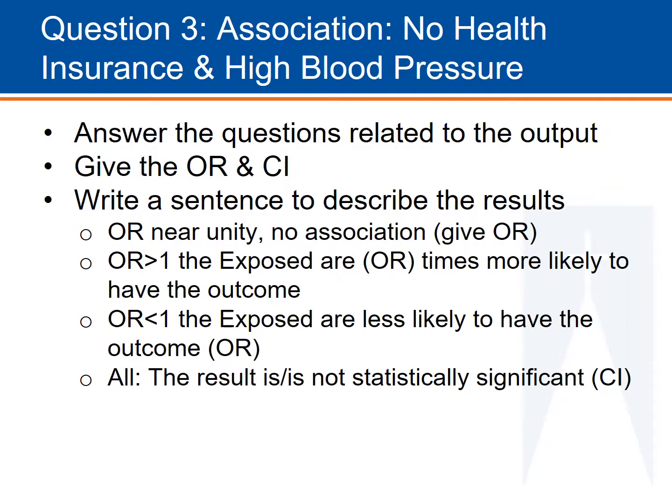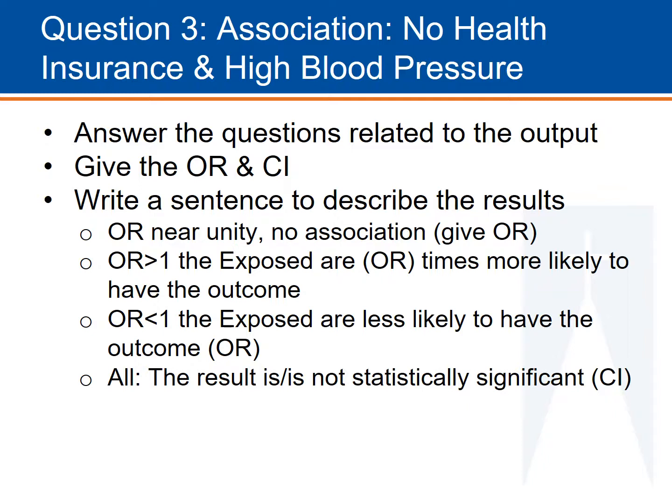Answer the questions related to the output. So even though the output is given in the results, write the odds ratio and confidence interval so it is clear you know how to find this information from the output. In writing a sentence describing your results, make a statement that is consistent with the odds ratio. If the odds ratio is near 1, describe the association as being near unity or there being no association.